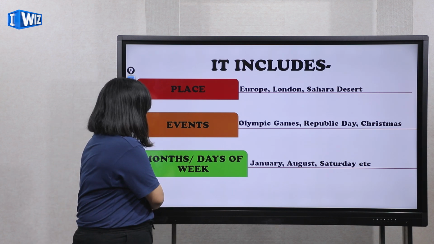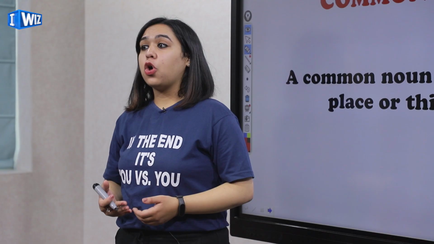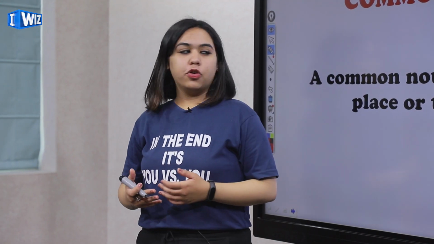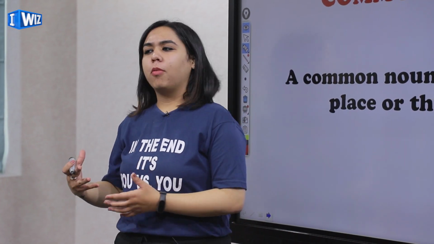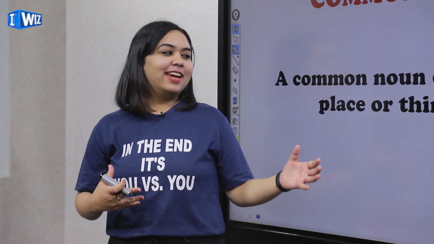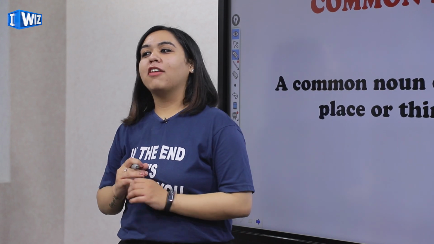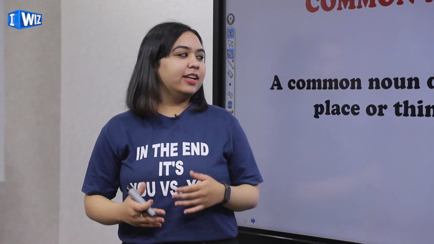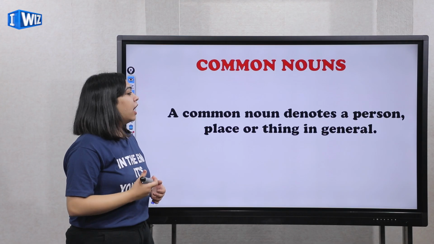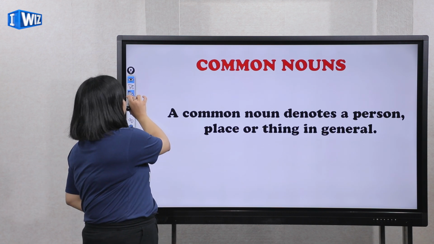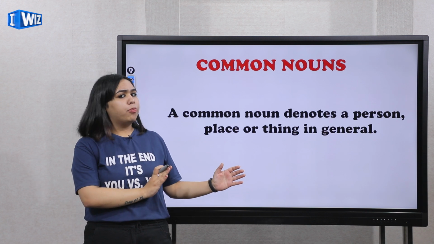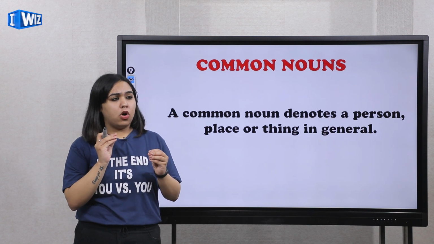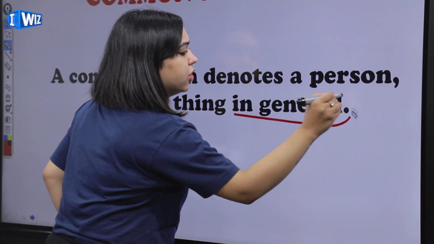So, let's move forward. Now, talking about common nouns, I will read out the definition for you. Children get confused mostly between proper noun and common noun, but I'm pretty sure that by the time I finish explaining common nouns, you will have no confusion regarding that. Let me read out the definition for you. A common noun denotes a person, place, or a thing. It is just like proper nouns, right? Now, there is just a small difference, that is, in general.